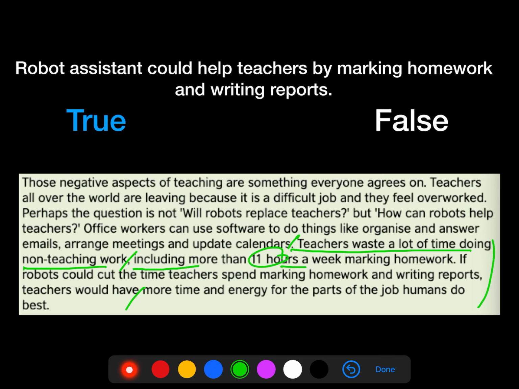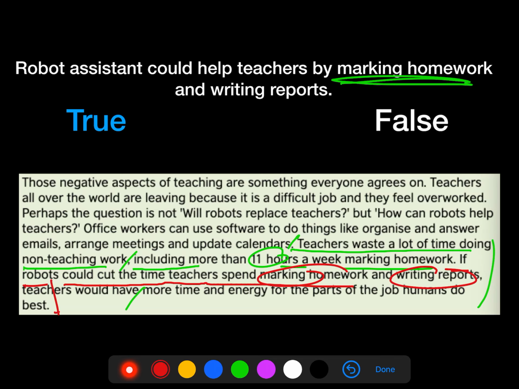11 hours a week marking homework. Marking homework. Okay, but we need more. We need more. If robots could cut the time teachers spend marking homework and writing reports. Yeah? So this robot is helping the teacher right now.